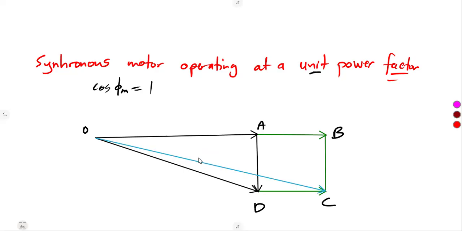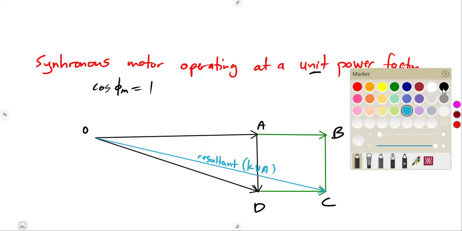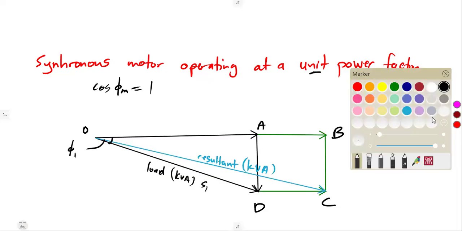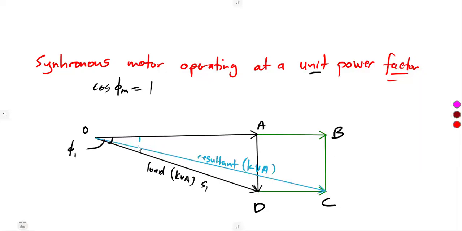So this is our resultant kilovolt ampere. And here, this was from the load. So this is our load kVA, this one, which is our S1. All right. And also as for the angles, the whole of this angle is our phi 1. And after the synchronous motor was connected, we are going to have this angle now. All right. So that is it.